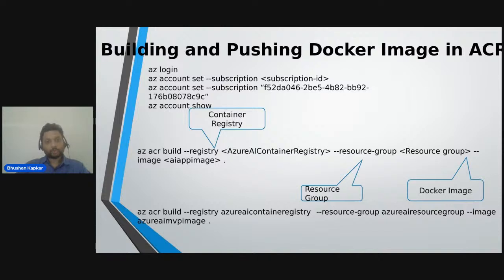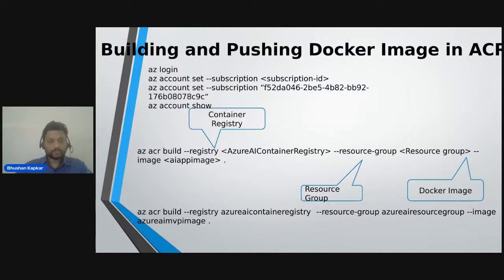We'll add the resource group which we set at the initial step, which can be used multiple times, and then the Docker image which you are trying to push. That's how you create your entire command line, and with this command you will be able to push your image from your local system to your Azure Container Services.